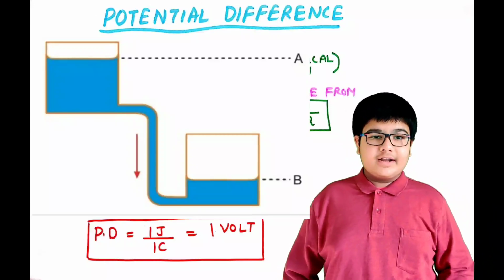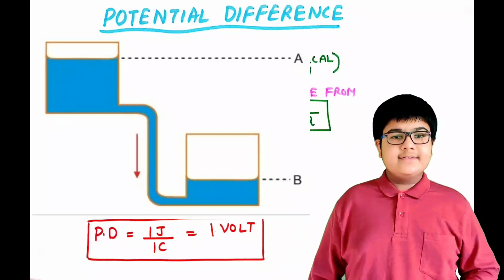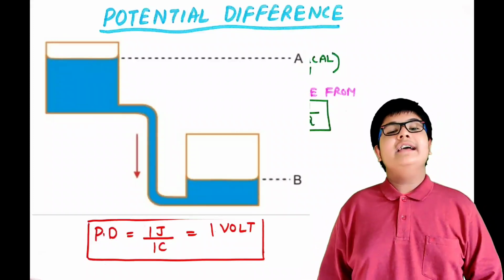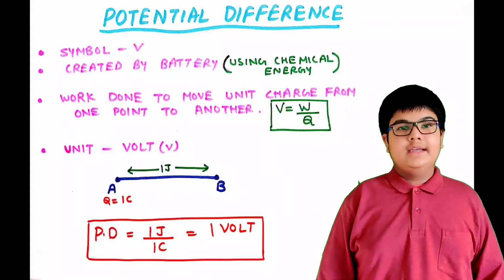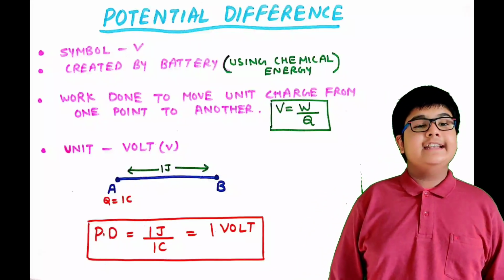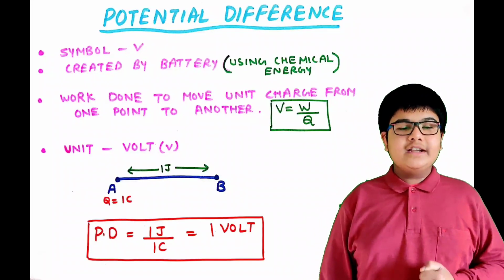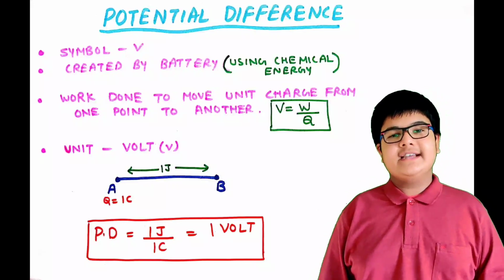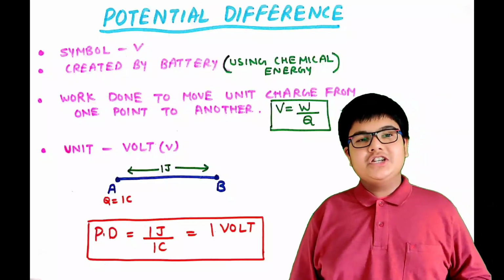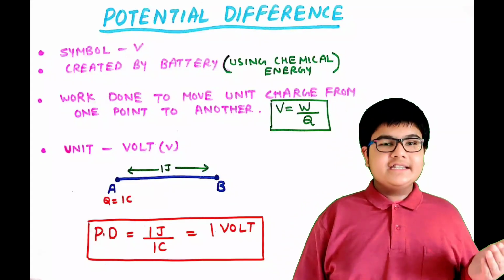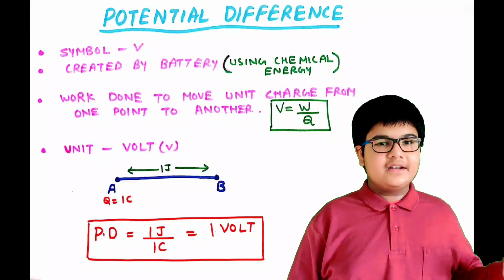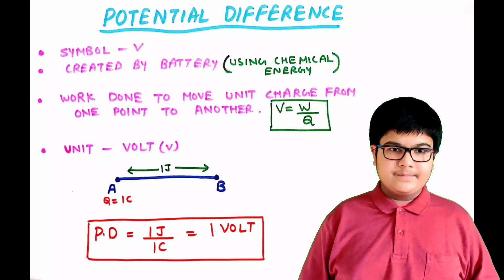Similarly, for current to flow in a circuit, we need to create a difference in electric pressures, and this is called potential difference. Now let us discuss this potential difference in detail. Its symbol is V and its unit is volt, which is named after the scientist Alessandro Volta. Now, how is this potential difference created in a circuit? It is created by a battery, and battery achieves this by utilizing its chemical energy which is stored in it.